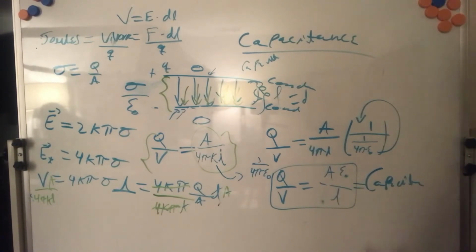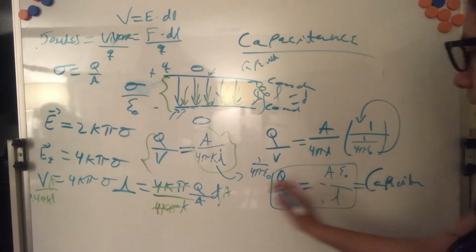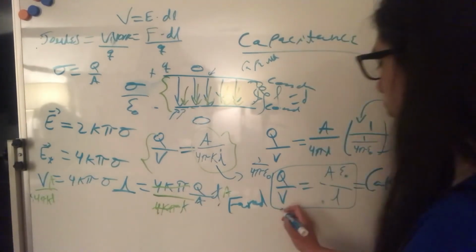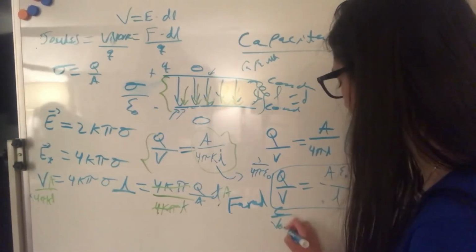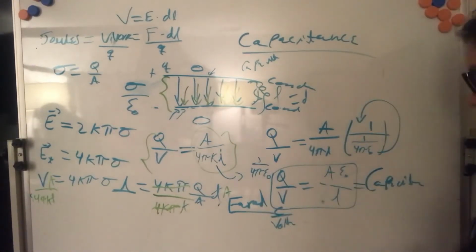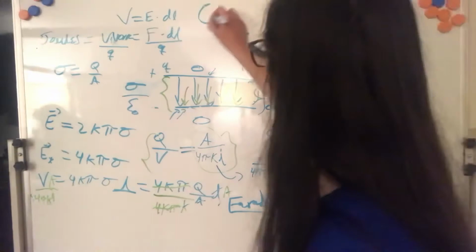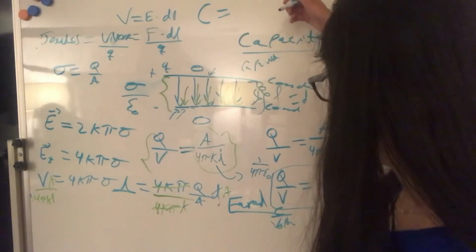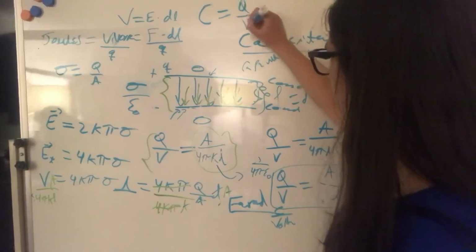Capacitance or capacity. The units are what we call farads. That would be coulomb per volt. So 1 farad is 1 coulomb per volt. So we usually write that the capacitance of a condenser or a capacitor is the charge divided by the voltage.